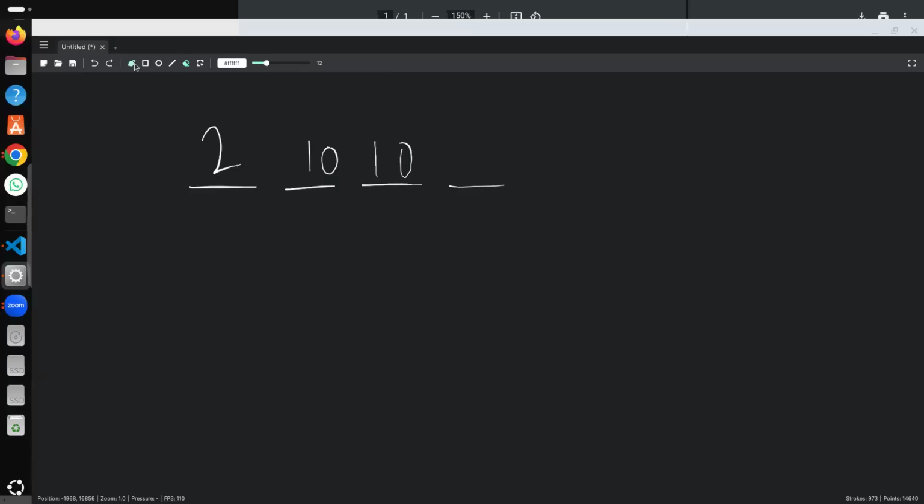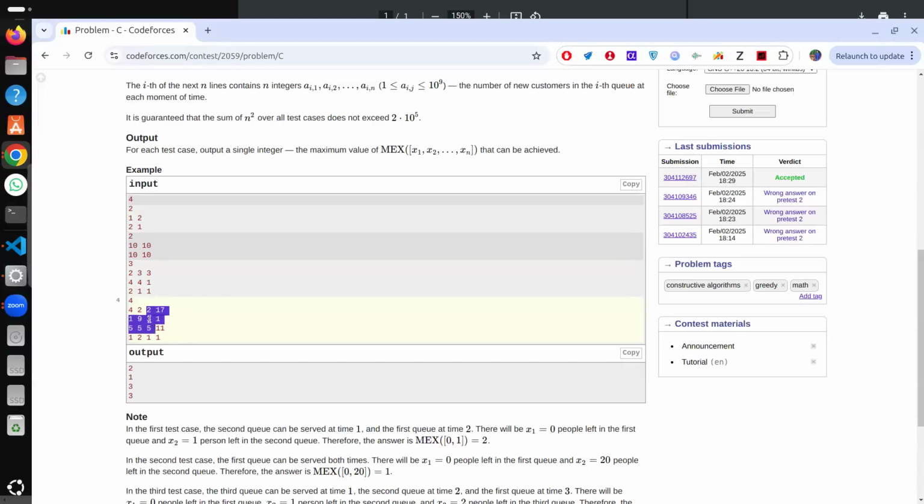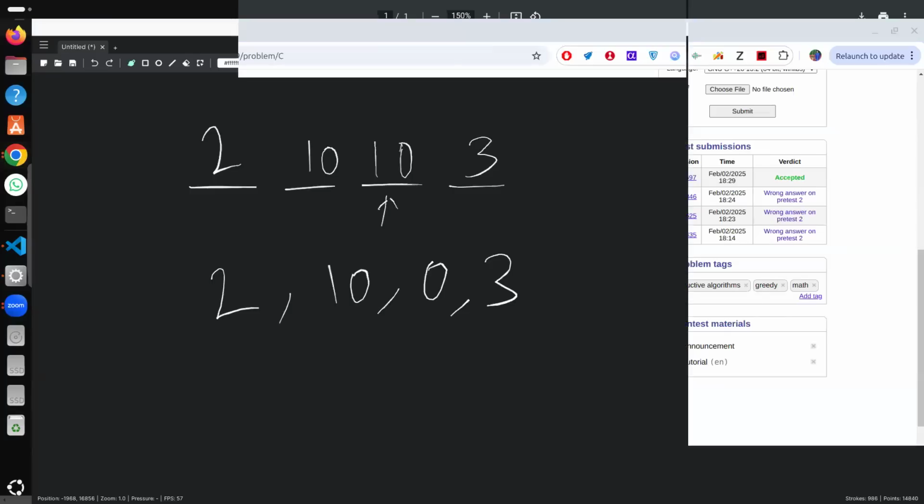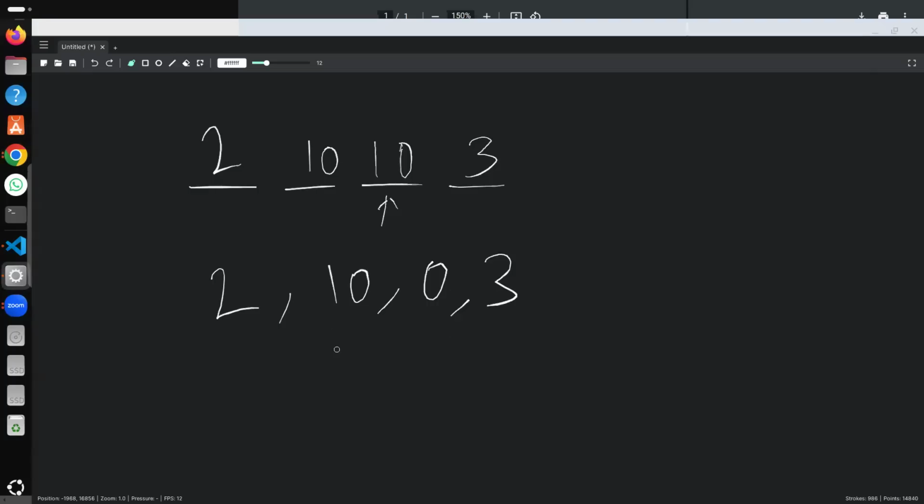That's how it works, and after that, we choose a queue to service. So let's say we service this queue, so it would become 0. So it would become 2, 10, 0, and 3. Then this happens 4 times in total, another event, and again the last event happens. After the end of the last event, some array will remain, the number of people. You need to maximize the max of that array.